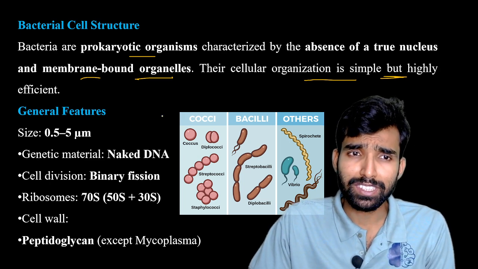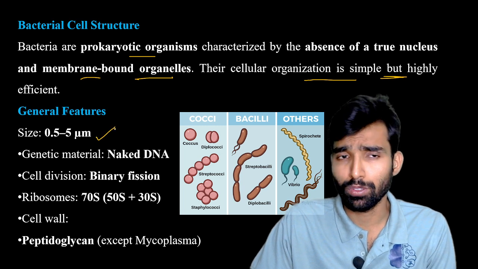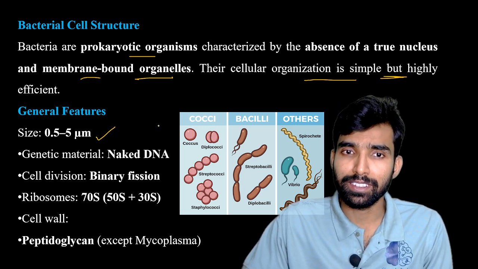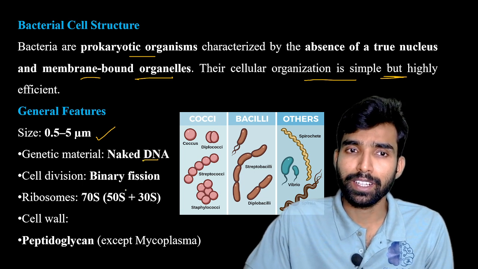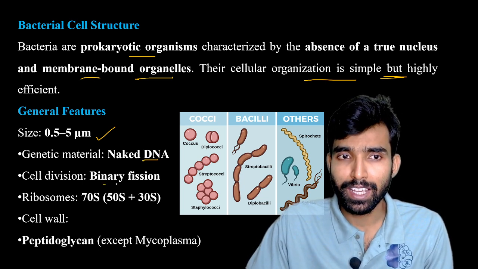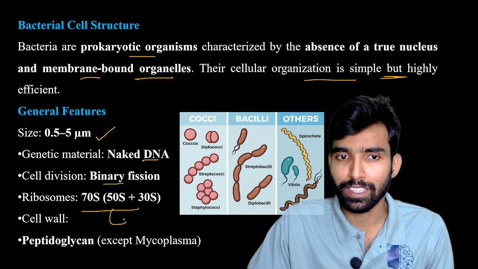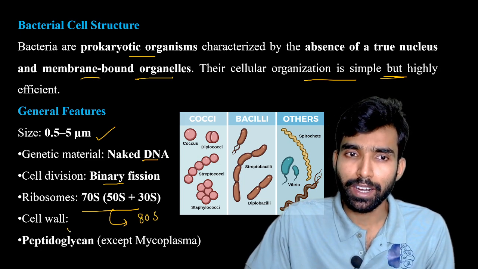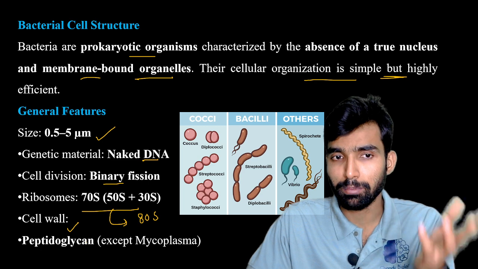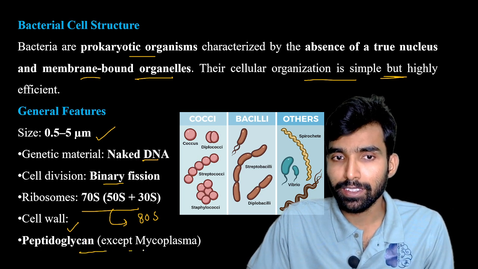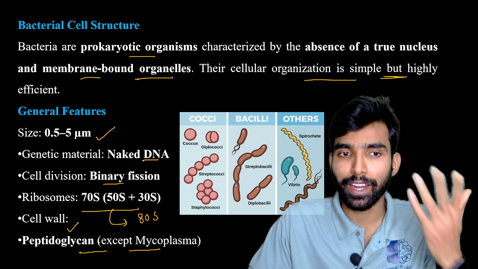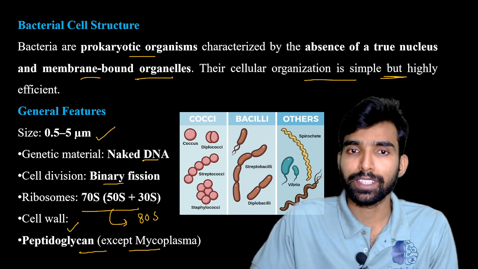Some general features: bacteria size varies from 0.5 to 5 micrometers, and the genetic material is naked DNA. Okay, so bacteria divide by binary fission, and the ribosome is 70S. In case of eukaryotes, it's 80S. Okay, and bacteria have a cell wall made up of peptidoglycan, except mycoplasma. You need to remember that mycoplasma don't have any peptidoglycan layer, right?